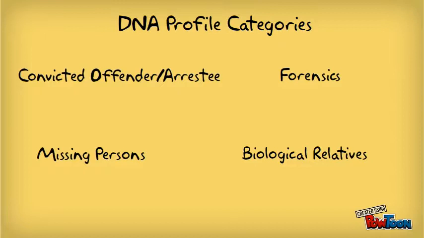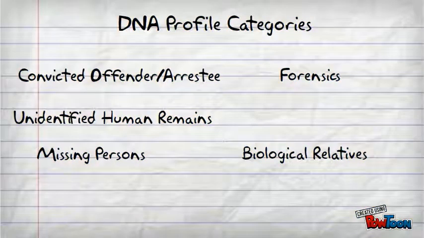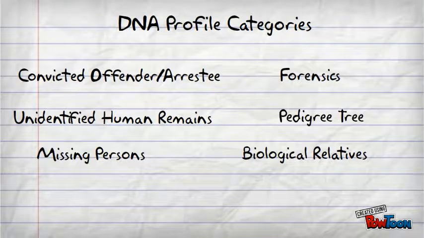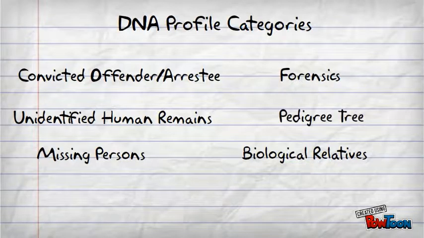It helps with the unidentified human remains, if you're determining if that's your crime scene. It helps with the pedigree tree representation between missing persons and their relatives. It's an effective tool for criminal and counterterrorism investigations. As you know, a lot of DNA has been used in the Middle East in the recent wars.